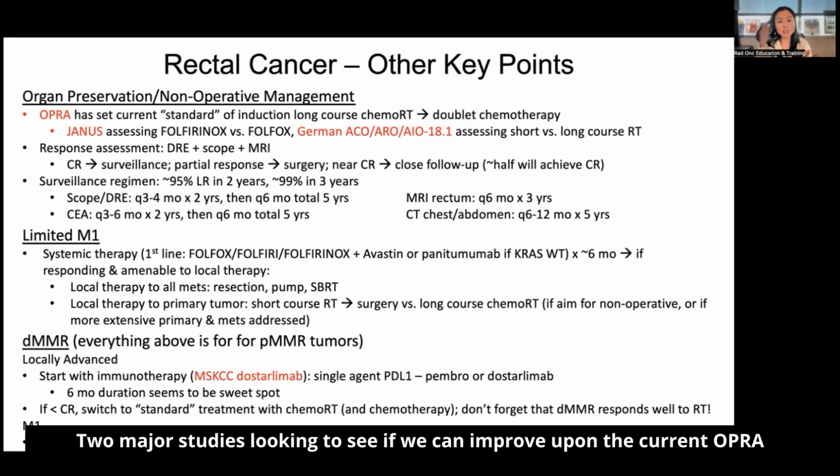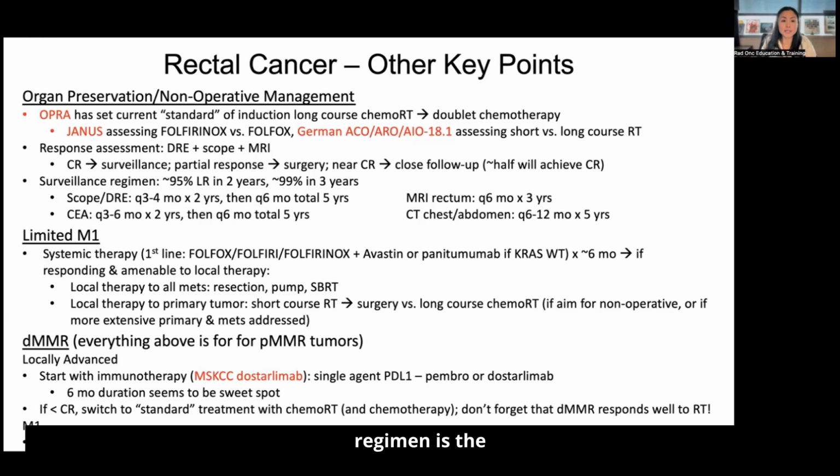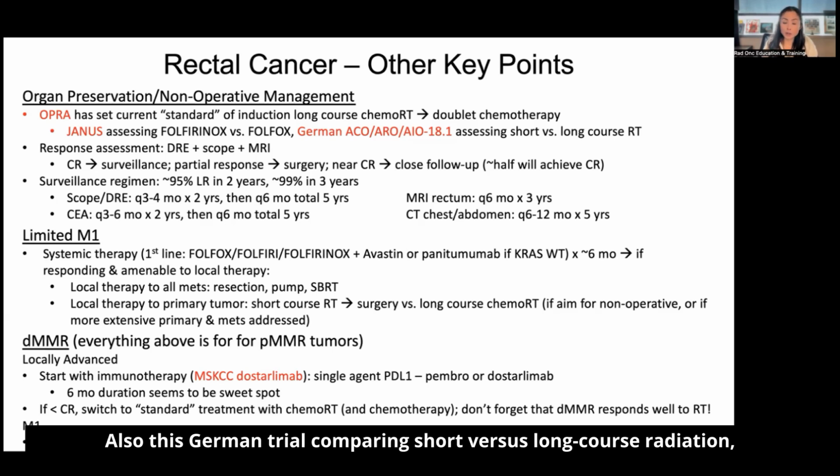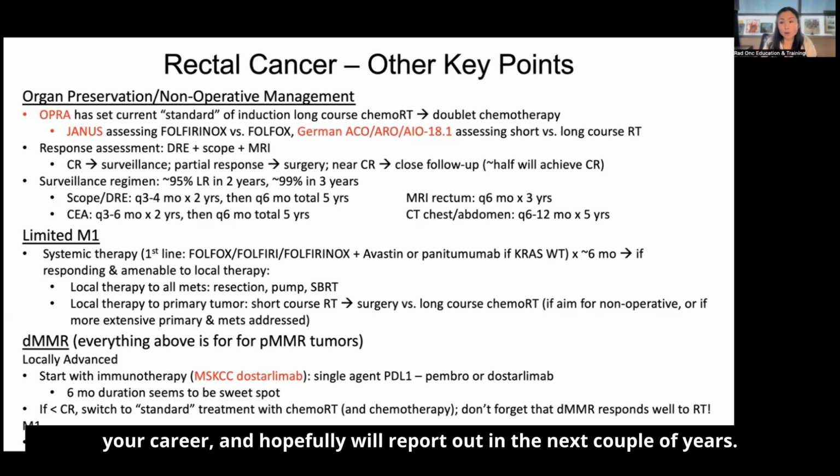So 2 major studies looking to see if we can improve upon the current OPRA regimen are the JANUS trial, which randomizes patients to FOLFIRINOX versus FOLFOX, and also this German trial comparing short versus long course radiation. That is actually finished accruing and hopefully will report out in the next couple of years.